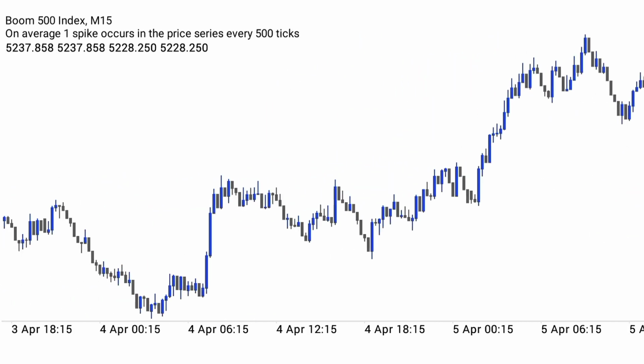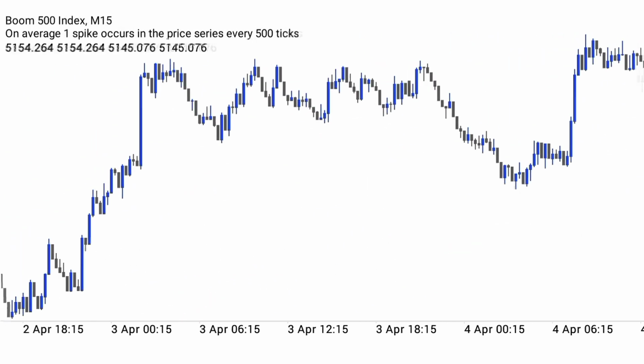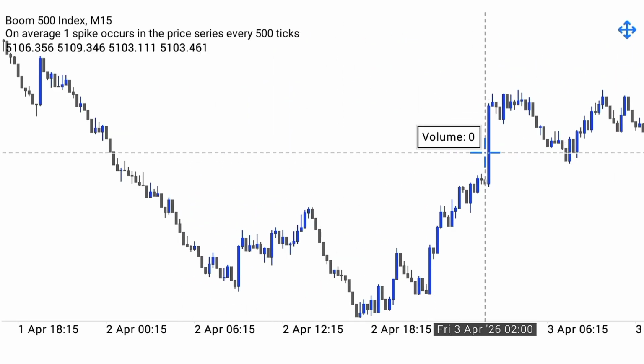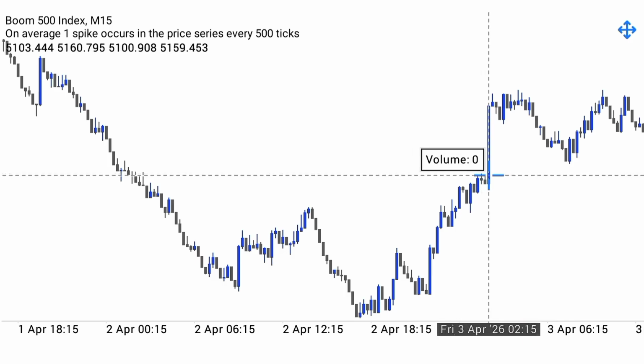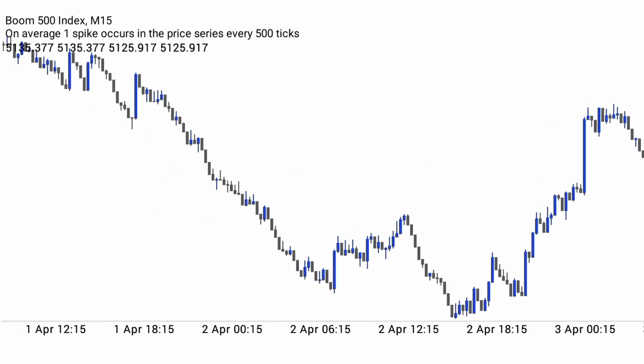So you can see that boom and crash have a lot of similarities. Look at that stuff I was telling you guys earlier. Look at this spike here. Boom are known for making spikes. That's why they are called boom. And when you look at this point on the chart, where you see Boom 500 Index 15 minutes, you see that they write something there. They said on average one spike occurs in the price series every 500 ticks.